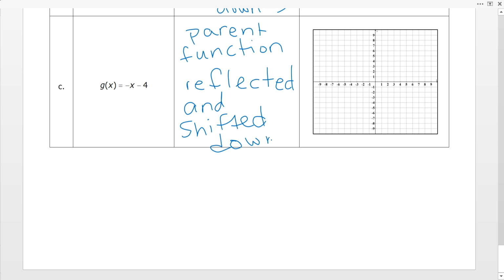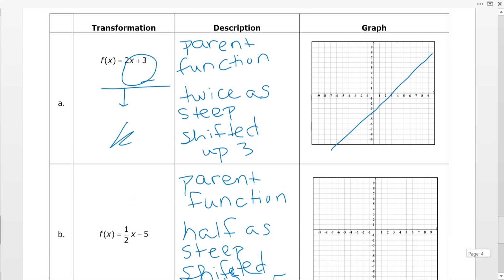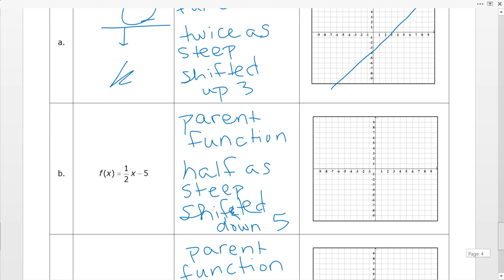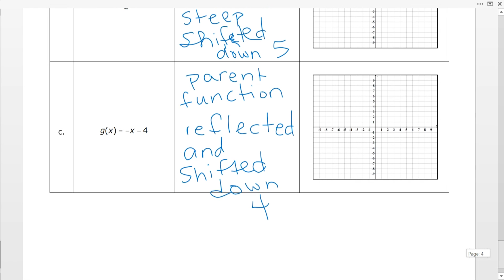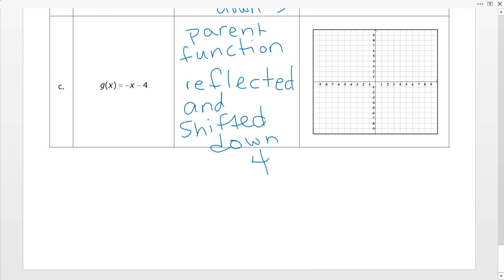Down 4. Okay, so go ahead and draw the parent function and then the new function on all these graphs so that you can compare them and see what it looks like twice as steep and shifted up, what it looks like half as steep and shifted down, what it looks like when it's reflected and shifted, because a lot of times you're going to have two things happening at once, two transformations happening at once, and you're going to want to make sure that you are paying attention to which direction they go.